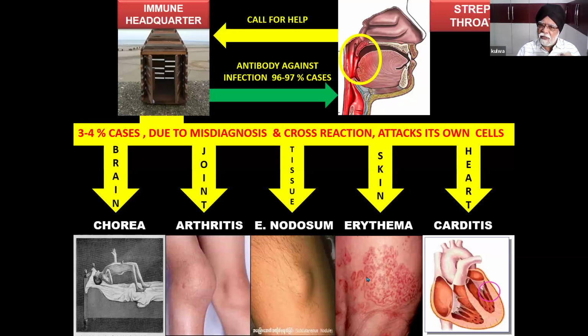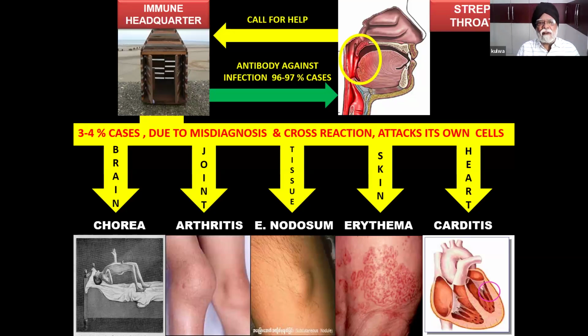It acts on the skin and produces red rashes. This is known as erythema. It comes in the margin. There are some margins, so it is known as erythema marginatum. And the most important part, why it is known as rheumatic heart, is because it acts very profoundly on the heart.